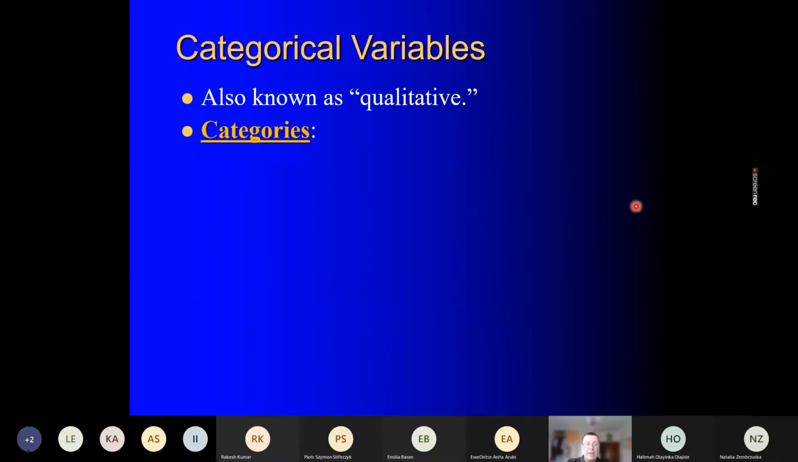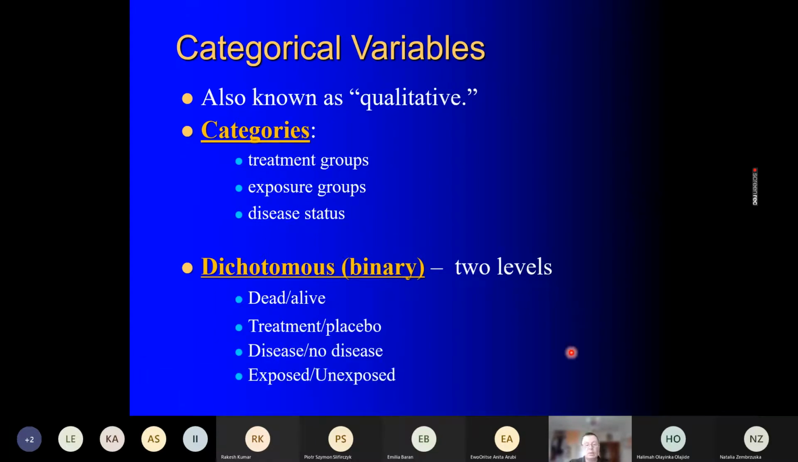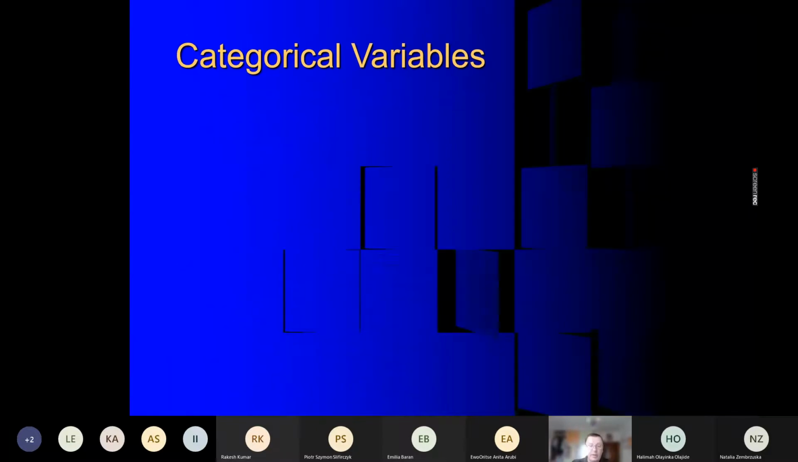But a few more details on those categories, categorical and quantitative variables. With categorical variables, or quality, we speak about treatment groups, exposure groups, disease status, and so on. Here are examples for binary variables, which could be a yes or no answer, or a treatment, medicine or placebo given to students, exposed or not exposed in an epidemiological process, and so on.